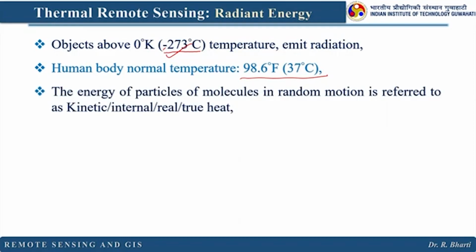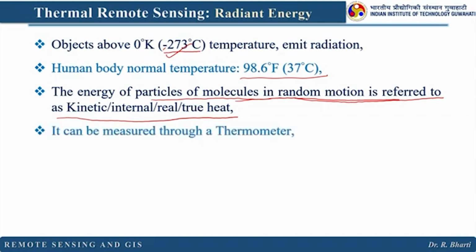The energy of particles or molecules in random motion is referred to as kinetic, internal, real or true heat. So this is known as kinetic temperature, right? Or sometimes internal temperature, real heat or true heat. Names are different, but basically we are referring to the energy of particles or molecules in random motion. So because of this, we are having some temperature, and that we measure through a thermometer, right?